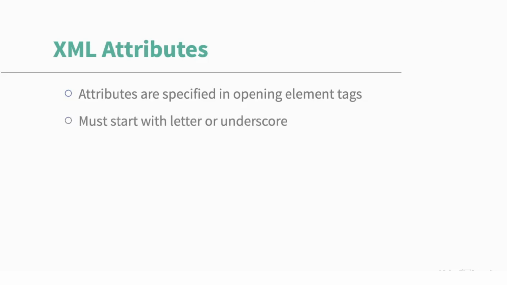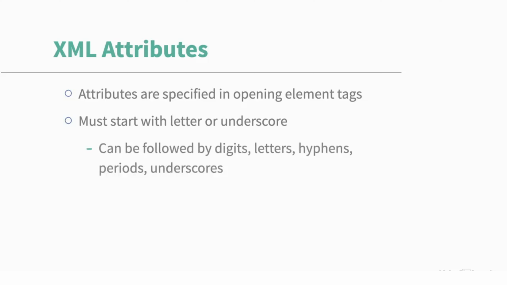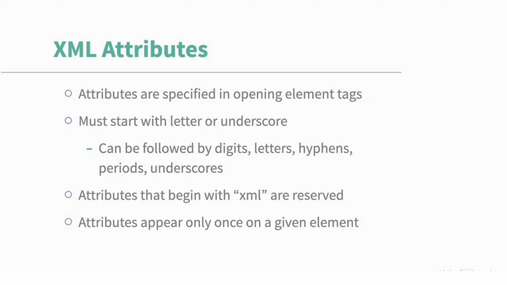Attributes in XML work the same way they do in HTML. They are specified on opening element tags only, and they have to start with a letter or an underscore, similar to element names. They can be followed by digits, letters, hyphens, periods, and underscores. And just like tag names, attributes can't start with XML because that's reserved. Attributes only appear once on a given element. You can't have the same attribute name over and over again.